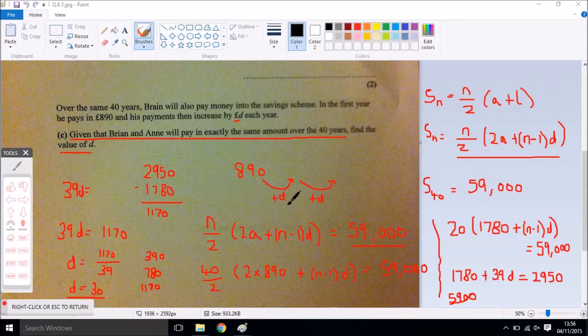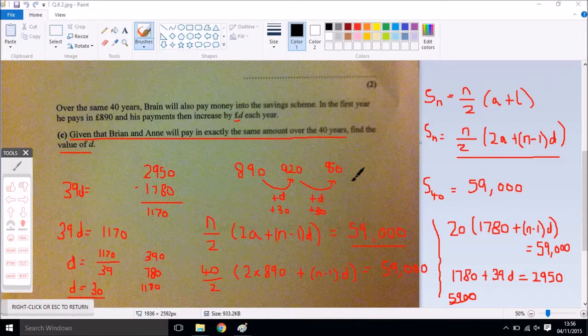So this common difference here is equal to 30. So what Brian is doing is adding 30 each time. Every year he's increasing his savings or his payments by £30. So the next one would be 920. The next one after that would be 950. And that's what it is.